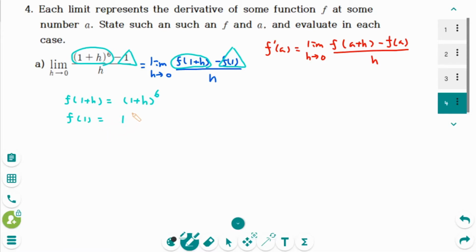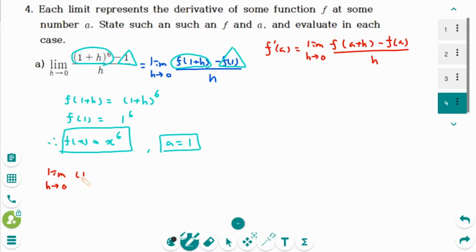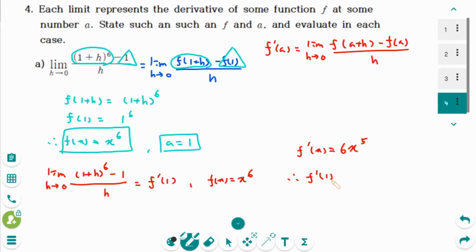Then 1 to the power of 6. Can you see that? So f of x equals x to the power of 6. Then a equals 1. So the limit as h approaches 0 of 1 plus h to the power of 6 minus 1, over h, equals f prime 1 with f of x equals x to the power of 6. So f prime x equals 6 times x to the power of 5. Therefore, f prime 1 equals 6 times 1 to the power of 5. So f prime 1 equals 6.